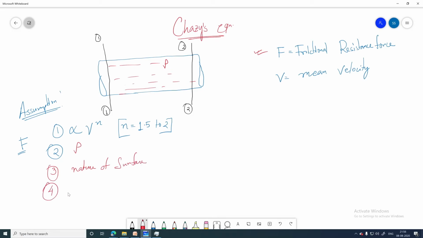Now assumption number 4 is that it is independent of pressure. That means this frictional resistance force is independent of pressure.